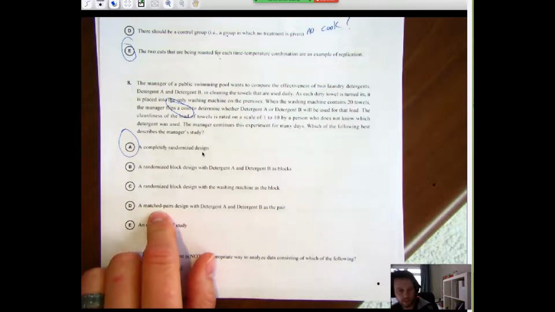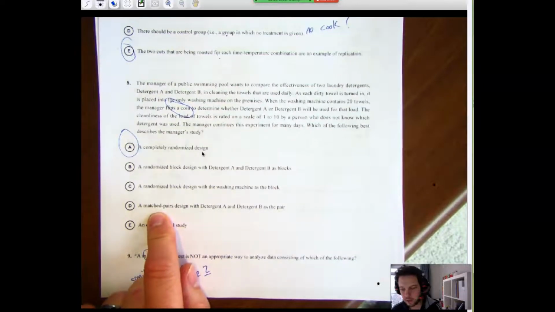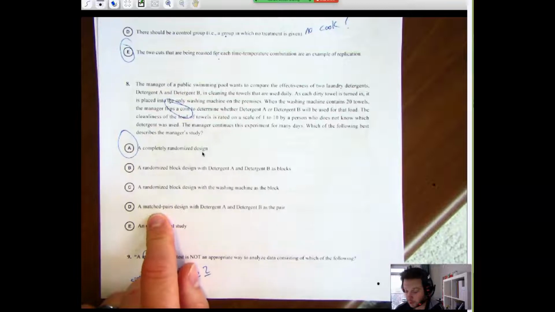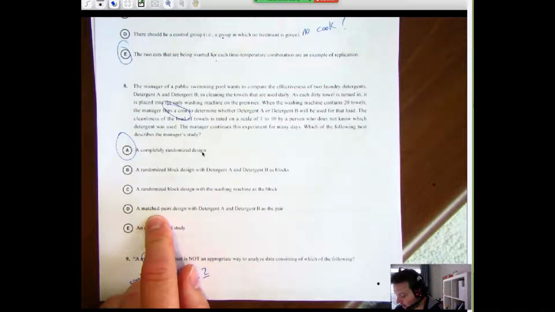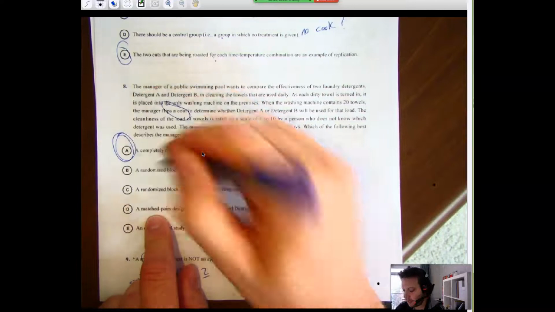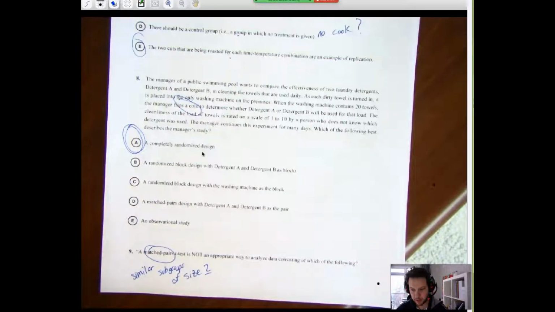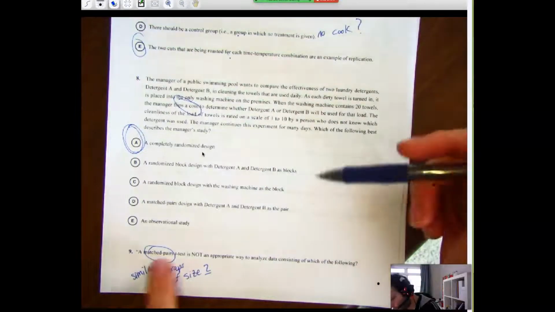Matched pairs we haven't really talked about yet, but that's like a block with subgroups of size 2. So this is not that either. This is completely randomized because every load of 20 that goes in, you're just flipping a coin and it randomly gets one thing or the other. So number 9, matched pairs.